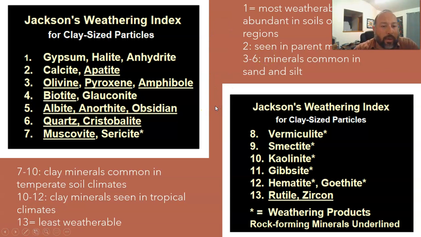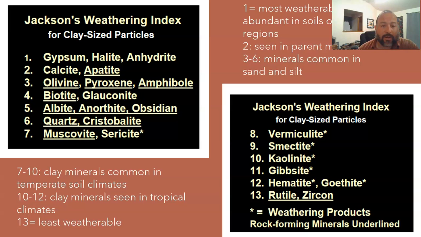So, Jackson's weathering index for clay-sized particles goes from number 1, which are the most weatherable, so they're going to be abundant in soils of arid regions. Those are the ones that are most weatherable, and then 13 at the bottom, the rutile and zircon, are going to be your least weatherable ones. And so number 2 there, calcite and apatite, we're going to see that in parent materials 3 through 6.